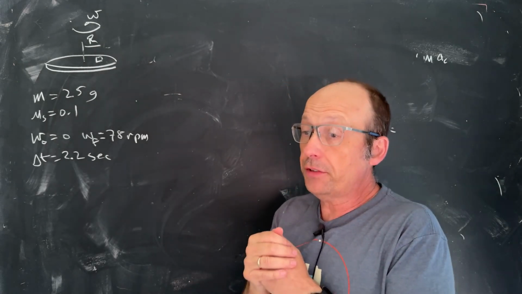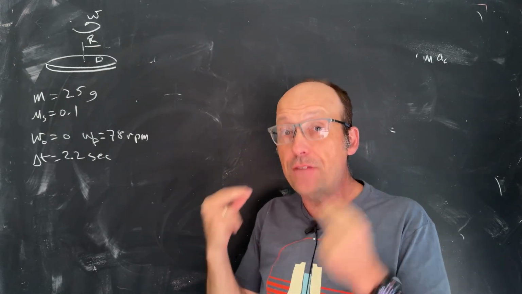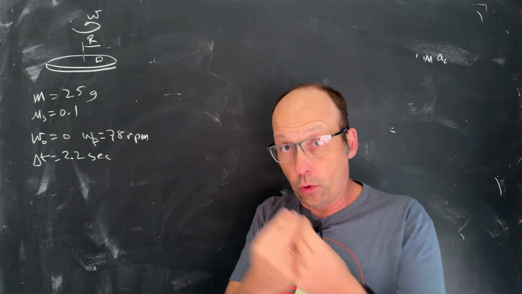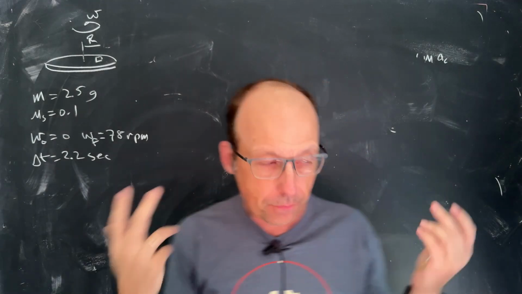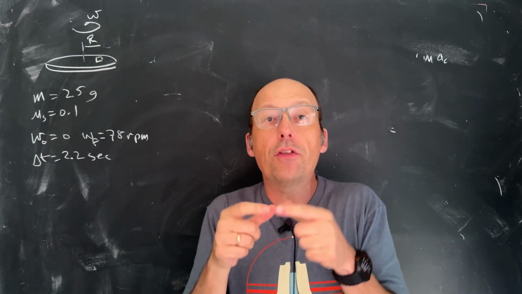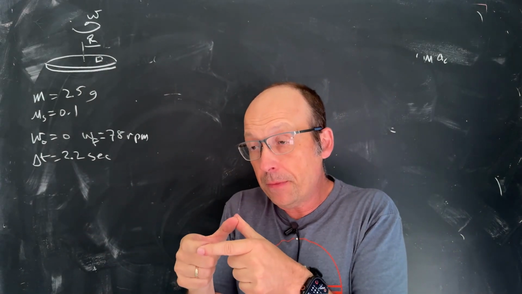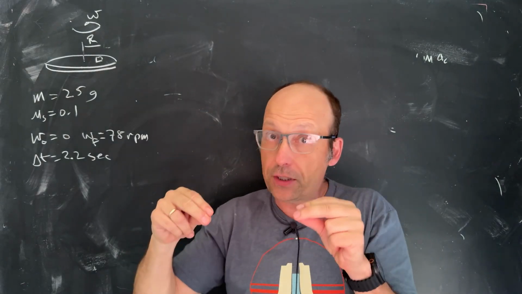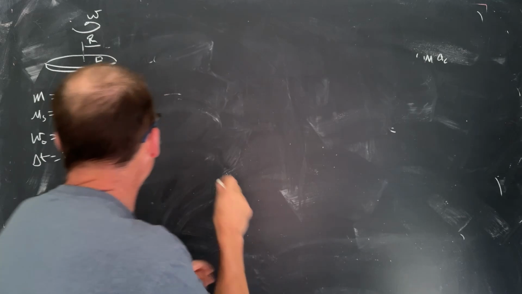Okay, so the first thing that we want to do is just to say, well, how fast would the record player have to go in order for the penny to fall off? So if the coin falls off, then the net force on it, the friction force, would have to be just barely enough to keep it moving in a circle. So let's just draw this from the top.